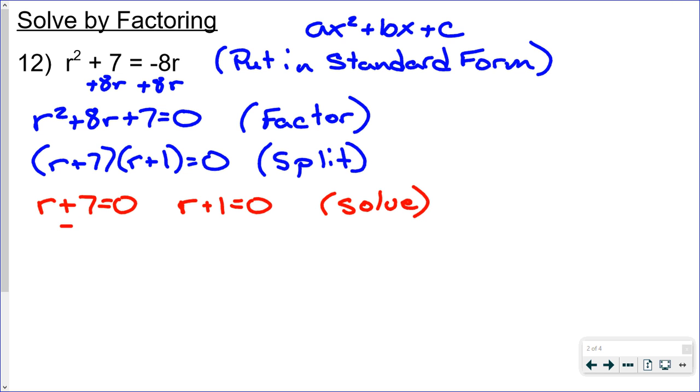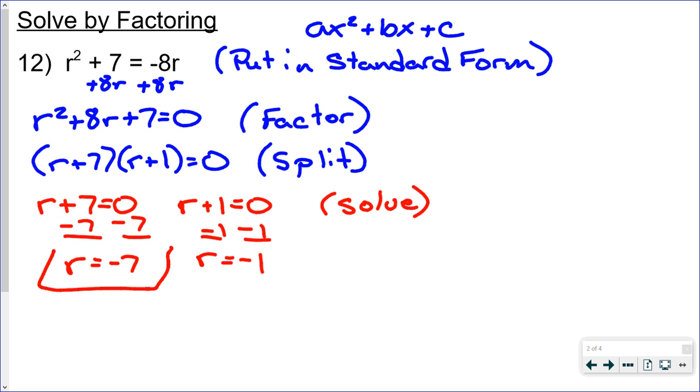So I subtract 7 from both sides, and I get my first solution, which is r equals negative 7. I subtract 1 from both sides on this one. When I say both sides, I mean both sides of the equal sign. And there's my other solution. So those are the solutions to that quadratic using factoring.